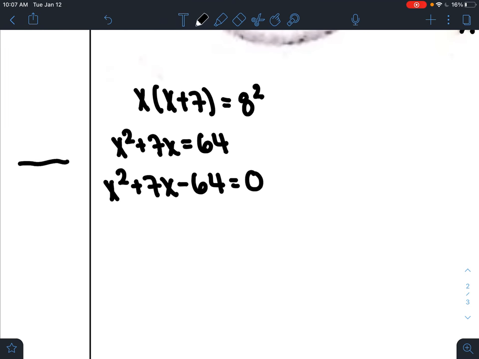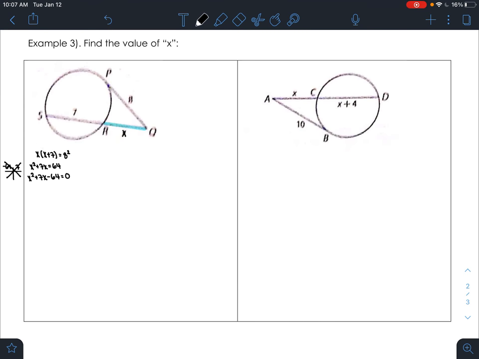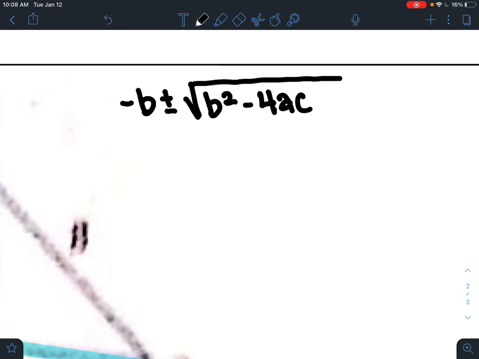So at this point, what you could do is you could see if there are two numbers that multiply to get the negative 64, add to get a positive 7. But we're not going to waste too much time here, because what you're going to find is that there isn't this magic pair of numbers that multiplies to get the negative 64 and adds to get 7. So this is the case where we have to use our quadratic formula. And here's what our quadratic formula is. So it's negative b plus or minus the square root of b squared minus 4ac all over 2a.